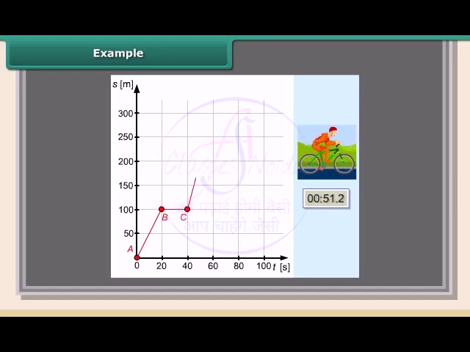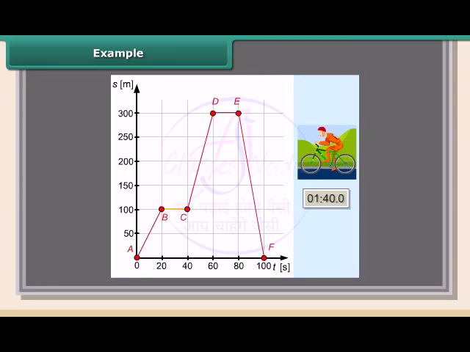From the graph, we can determine the location of the cyclist at a given moment. The type of motion with which he was traveling along particular segments, his speed, the distance he covered, and even his direction of movement. So from segment AB, we can discover that the cyclist covered a distance of 100 meters in 20 seconds, moving at a constant speed of 5 meters per second.